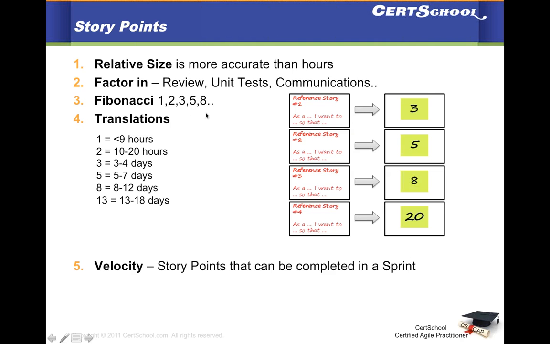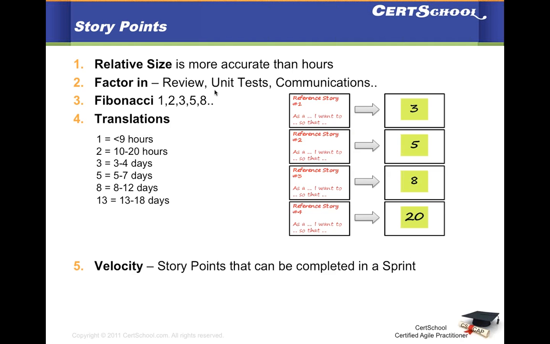Also, one more thing which I have not noted down here on the slide is that after 8, it goes 5, 8, 13, and instead of making 21 after 13, we just do 20, 40, and 100. Okay, because anything that grows beyond 13 story points is considered a large effort or a very large effort, and it can become inaccurate just because of its sheer volume.